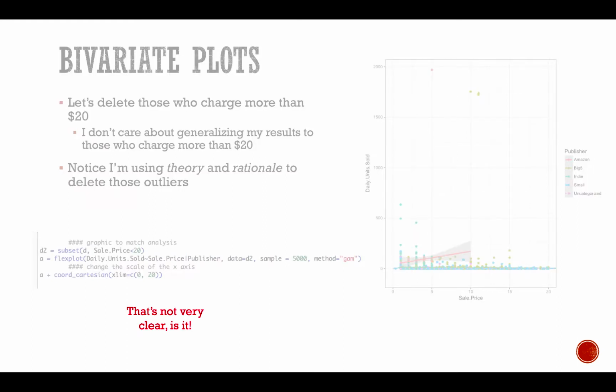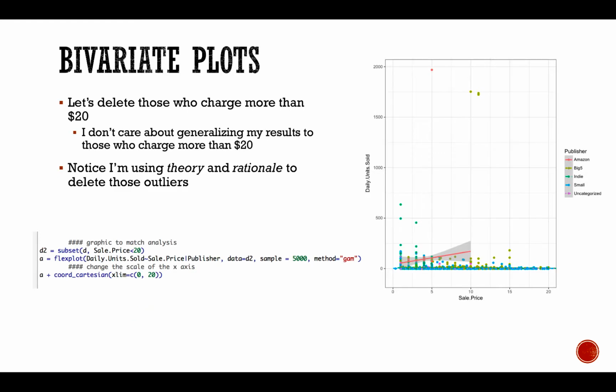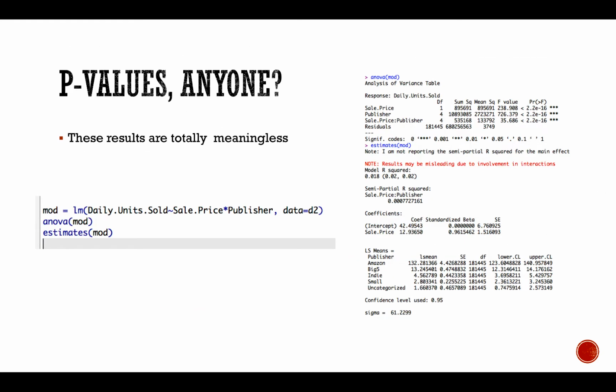And that's not very clear, is it? Okay, there's a lot of different colored dots and hard to see what's going on. And in addition, we don't quite know what the relationship is saying. So p-values, well, these results are totally meaningless. Not because we have p-hacked yet, but because the model doesn't even make any sense. We looked at the data, they're just so wonky that it doesn't make sense to compute a p-value, because p-values assume that we have met the assumptions of the linear model. But in case you're interested, that's how you would compute the estimates, and those estimates don't make sense either.